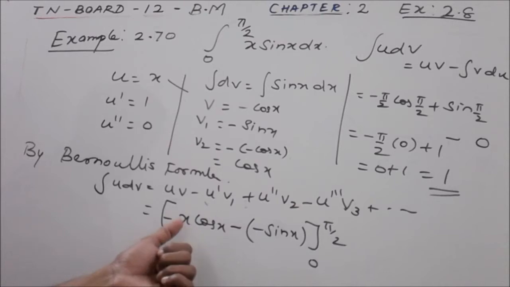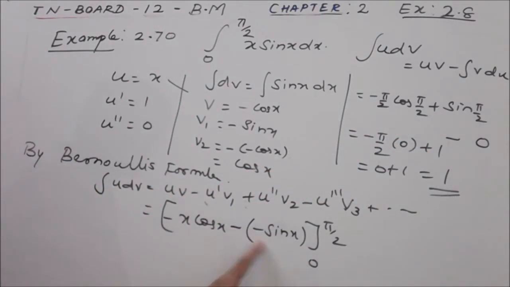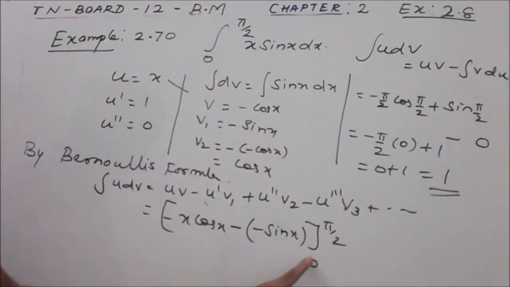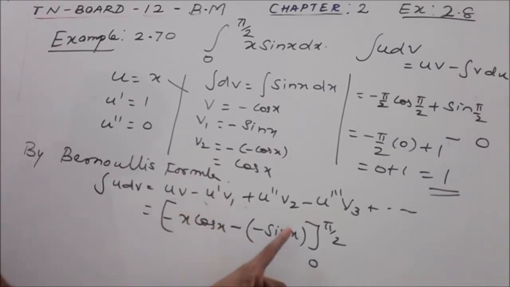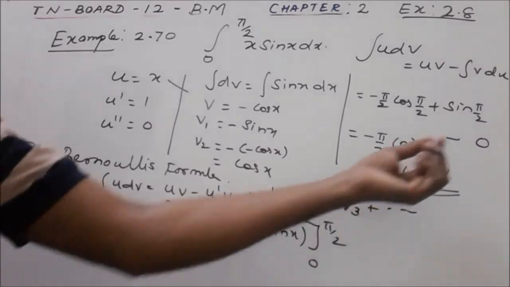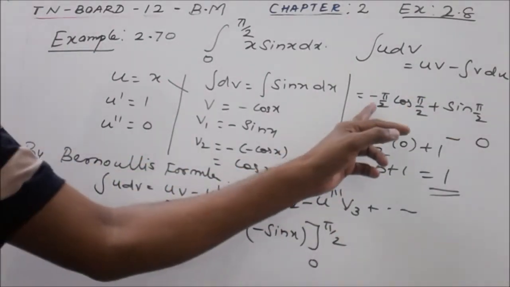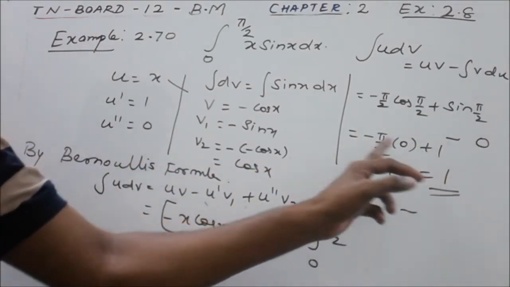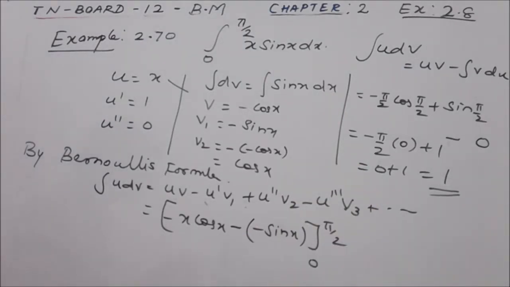Substituting the upper limit, minus pi by 2 cos pi by 2, minus into minus plus sin pi by 2. Then with the lower limit, 0 into cos 0, totally 0. Substituting sin 0 becomes 0, so the total value at the lower limit is 0. So only the upper limit value remains. Simplifying this, minus pi by 2, cos 90 is 0, sin 90 is 1. Again simplifying this, we have only 1 as the answer.